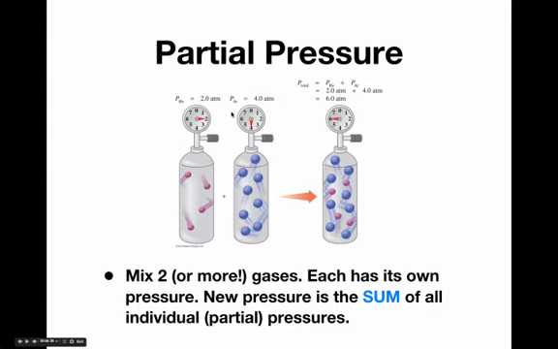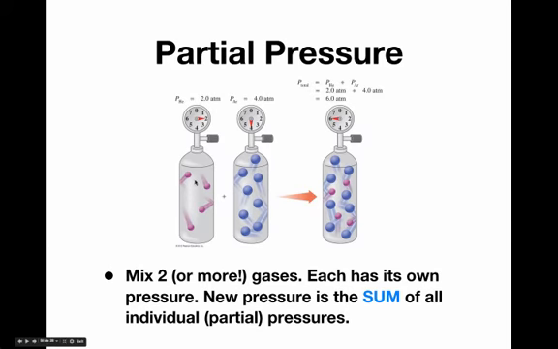And imagine you have a separate container. This has a different gas in it. Looks like it's argon over here. And the pressure caused by the gas in this container is more. It's 4 atmospheres.